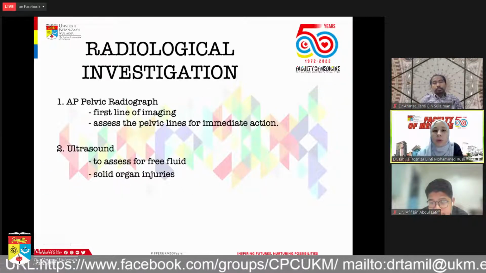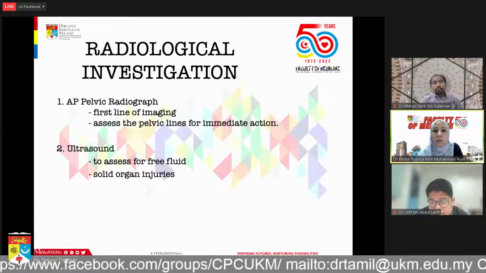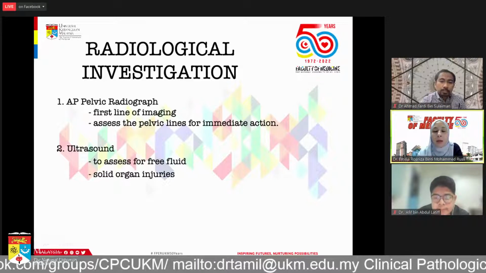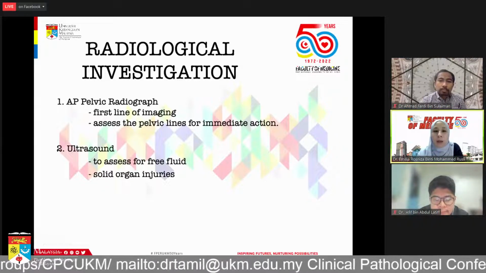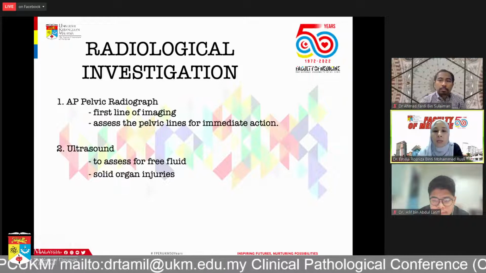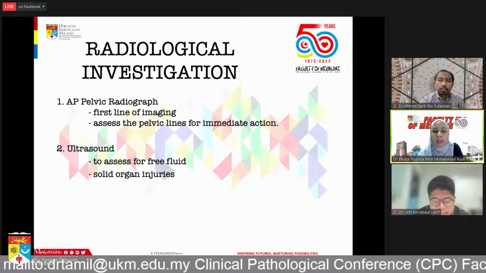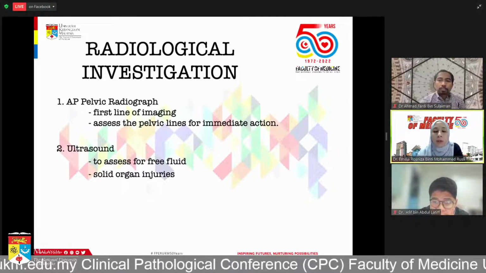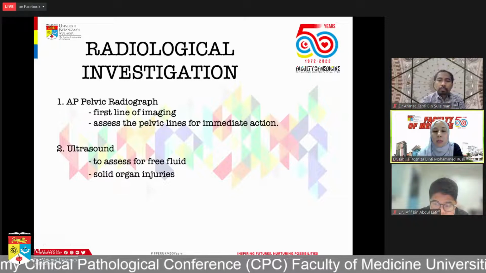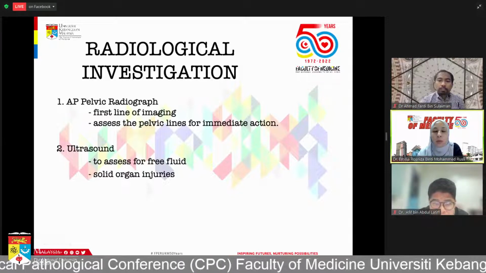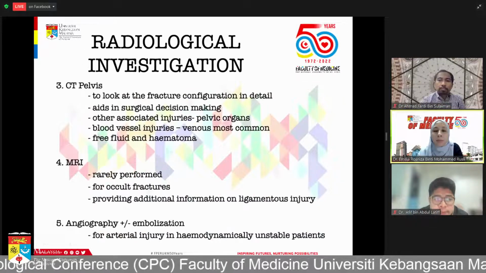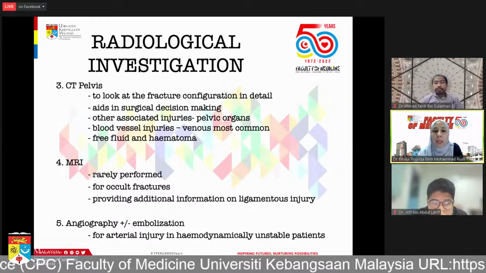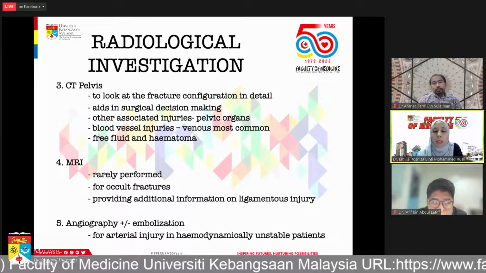There are a few radiological investigations available to examine the mechanical force. The first line of imaging is the pelvic radiograph, which is basically to assess for any pelvic fractures and lines. And then there is ultrasound. You can use ultrasound, which is easily available in the emergency department, to assess for free fluid, as well as to look at solid organ injuries. And then we have CT pelvis to look at the fracture configuration in detail, and it aids in surgical decision-making.